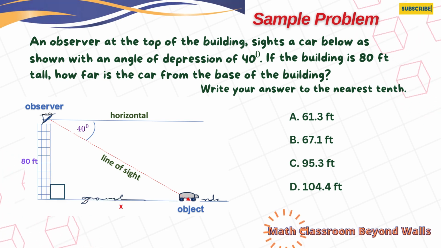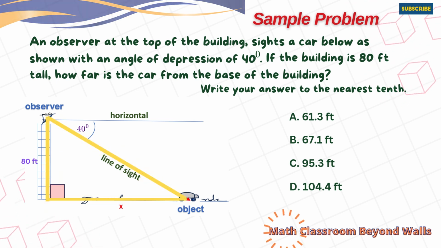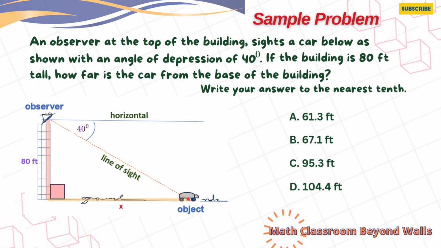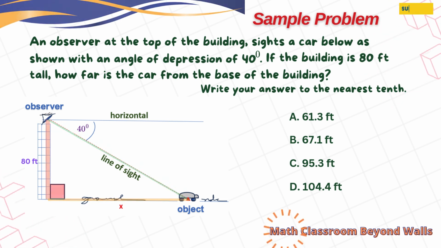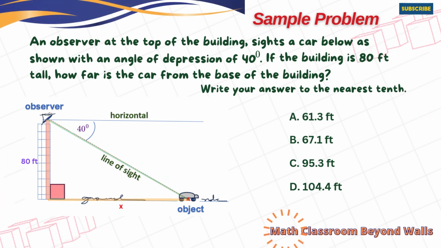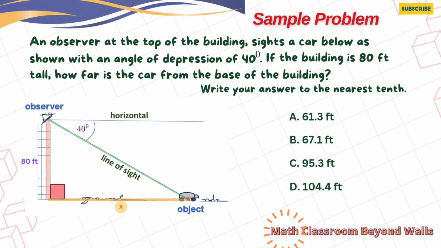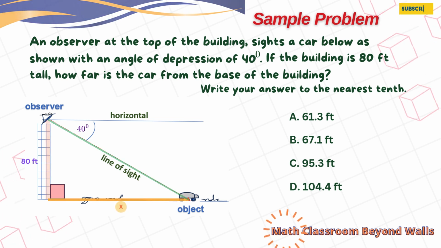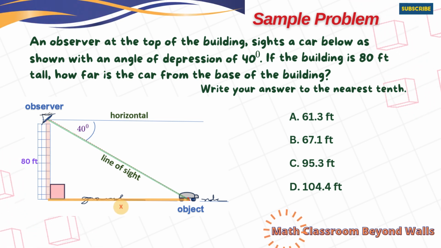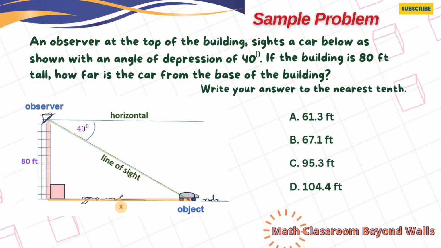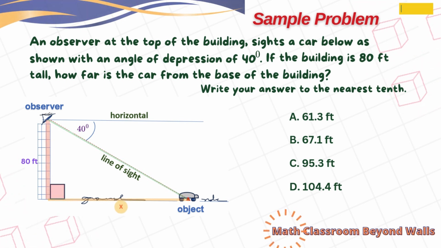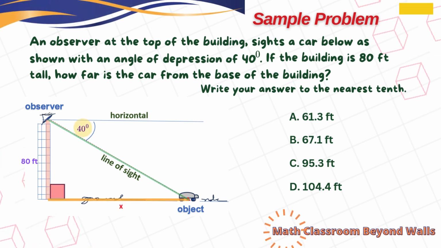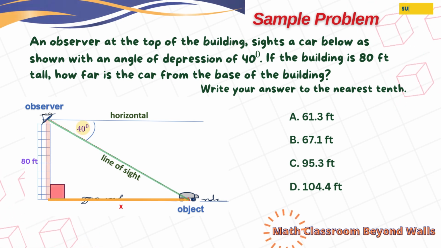Now look at the figure, learners. We have a right triangle with the building, the ground, and the line of sight as its sides. Can we now use this triangle to solve for x? Okay, so no, not yet. For us to be able to make use of this triangle, one acute angle must be known. As of now, we do not know the measure of any acute angle inside the triangle. Take note that the angle of depression of 40 degrees is outside of this triangle.